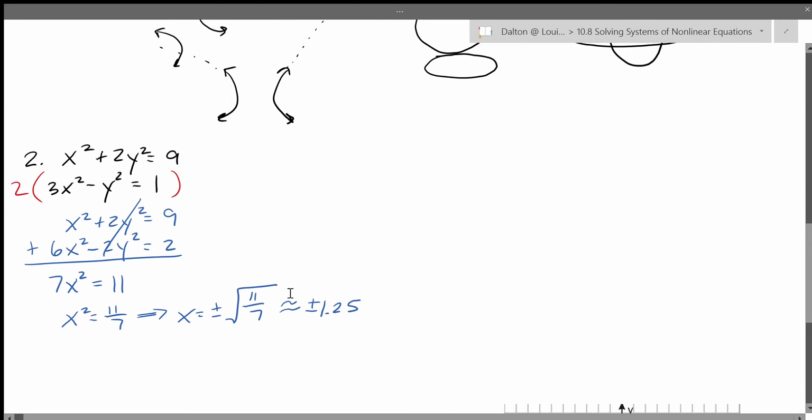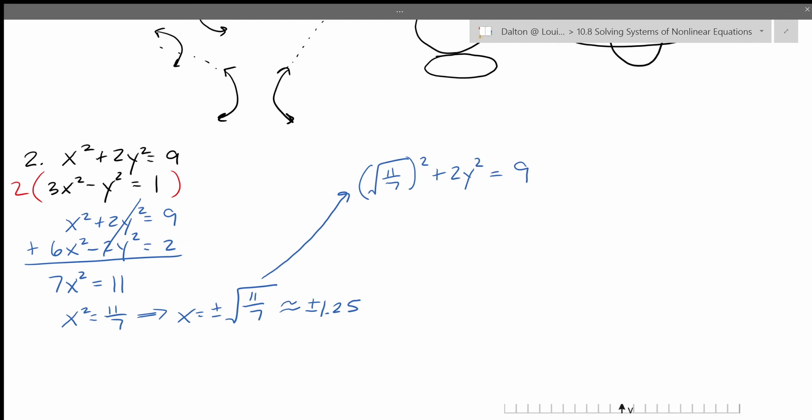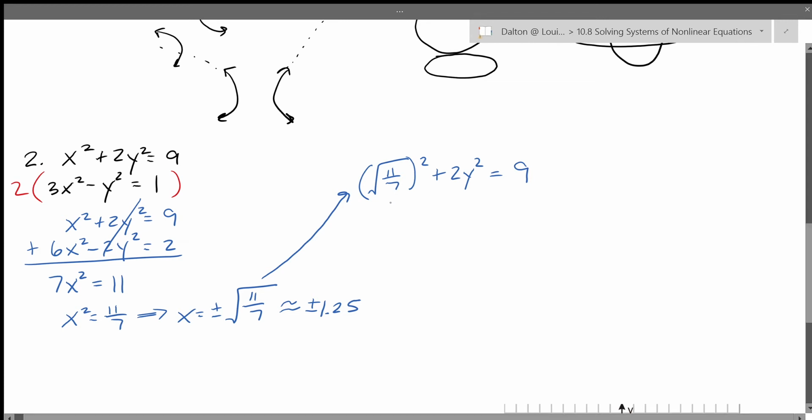So you have to go figure out what the y variables are going to be. So you need to substitute this back into one of your original equations. Now, I recommend you not substitute in the approximation, actually substitute in the square root of 11/7. I'm going to do it to the first equation. So square root of 11/7 squared plus 2y squared equals 9. And then you're just going to simplify this to figure out what values of y make this true. Square root of 11/7 squared is just going to be 11/7, plus 2y squared is equal to 9.